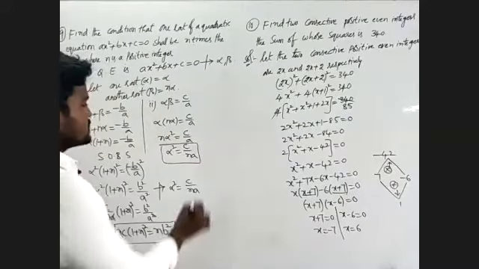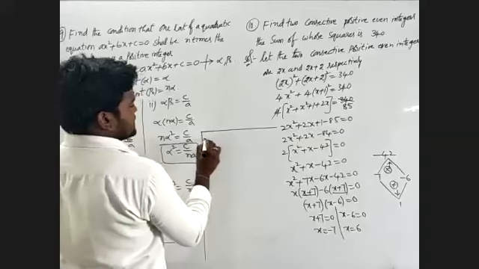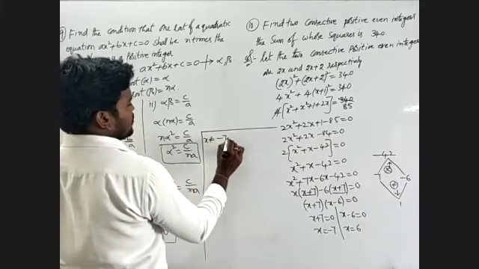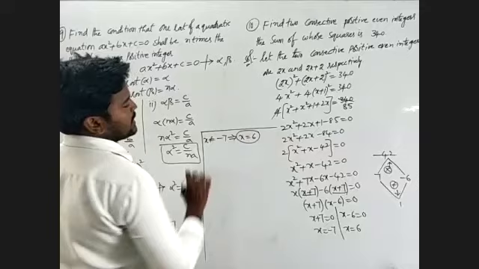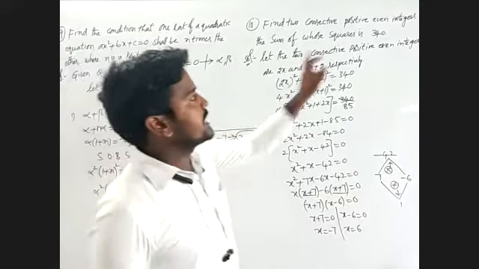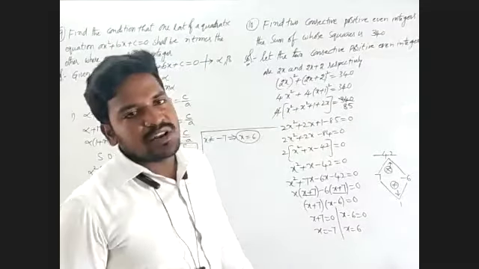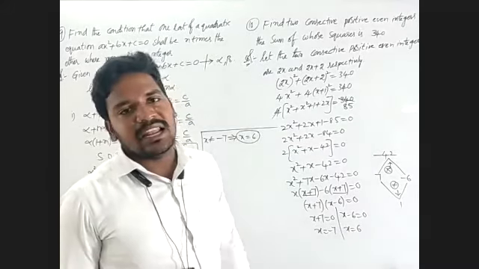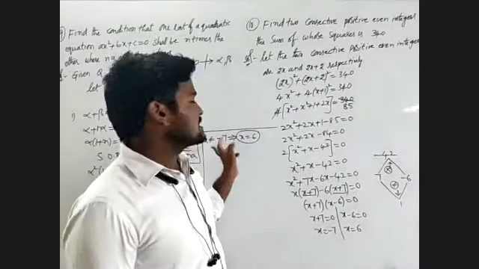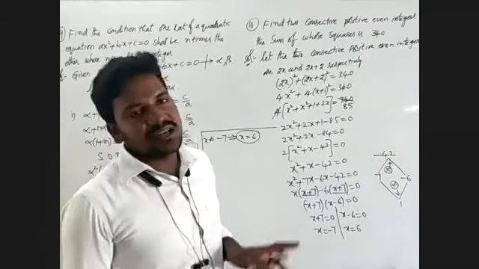We will observe this one. x is not equal to minus 7. We have to take x only as 6. Why? Because by the problem we take only positive even integers. Positive even integers means we do not take their negative values. That means x is equal to minus 7 is not taken, we will take x is equal to 6.